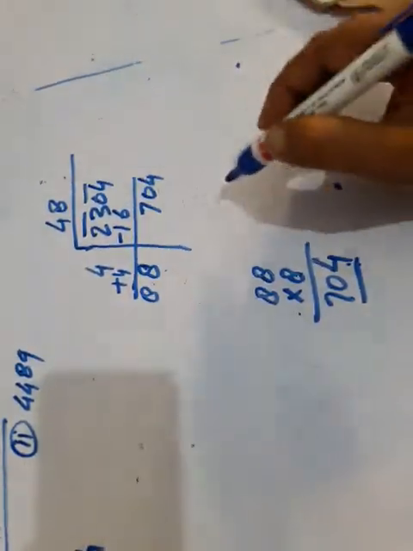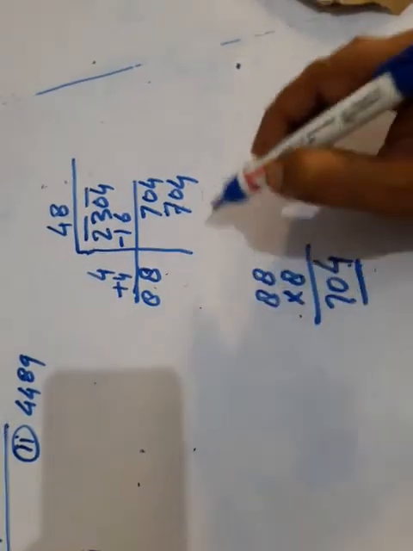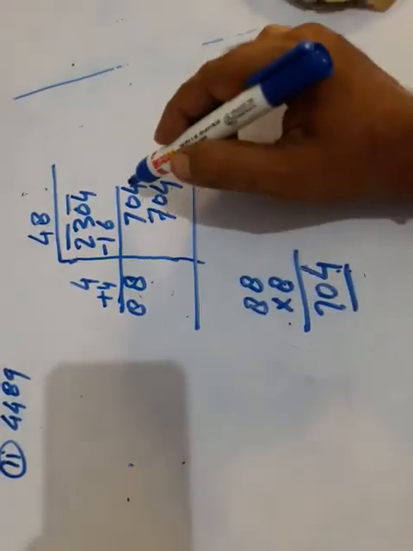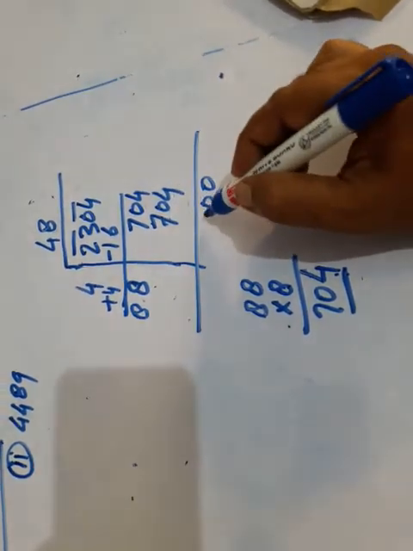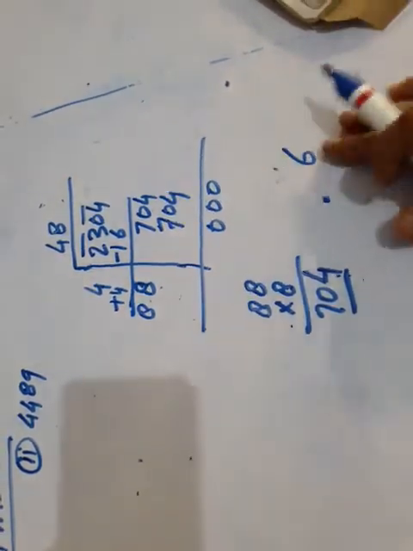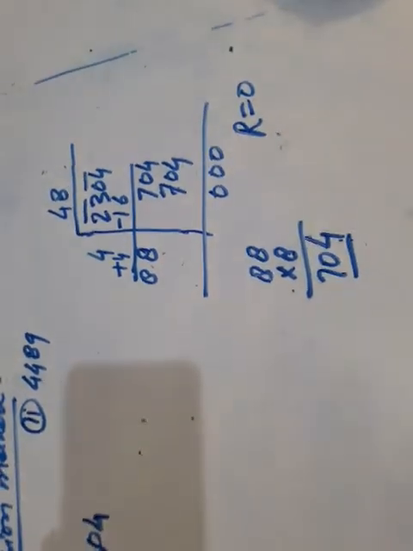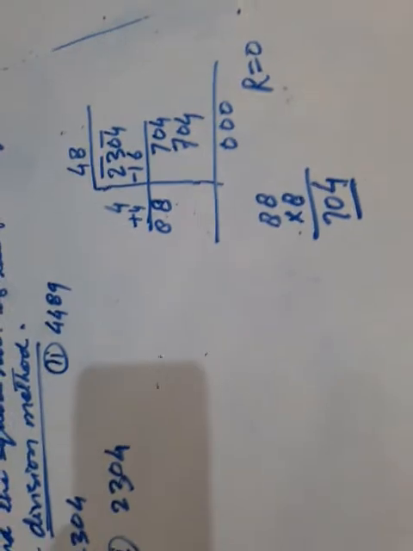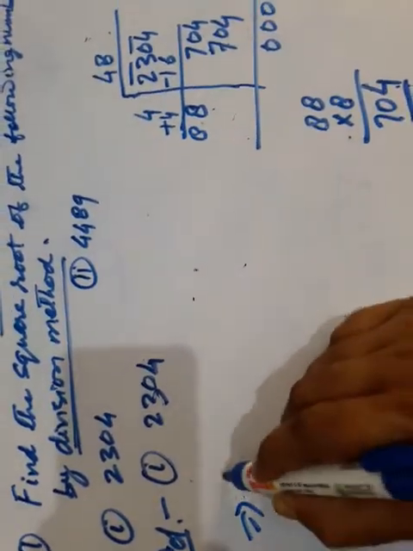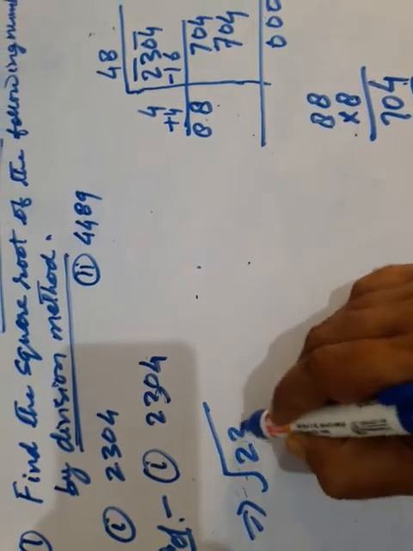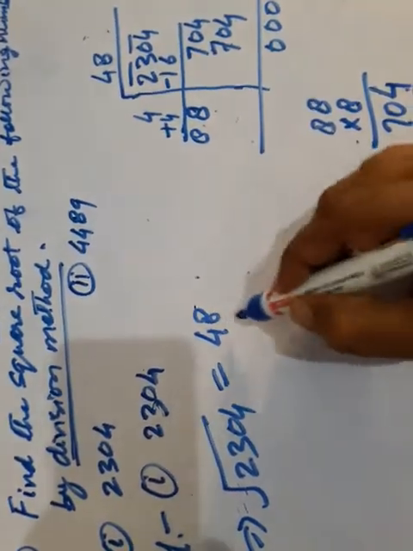So here, that is 704. Now you subtract it. 4 minus 4 equal to 0, 0 minus 0 equal to 0, and 7 minus 7 equal to 0. Since your remainder is 0, it means that 2304 is a perfect square number. Okay children, this implies that the square root of 2304 equals 48.